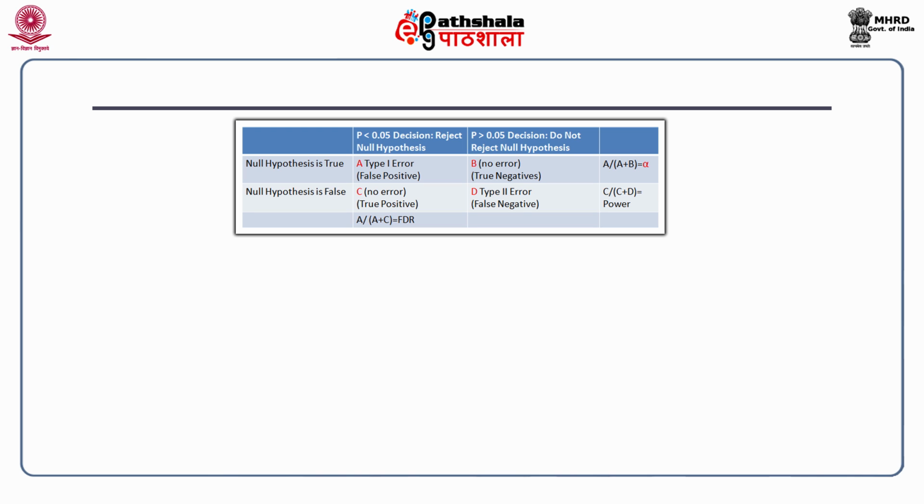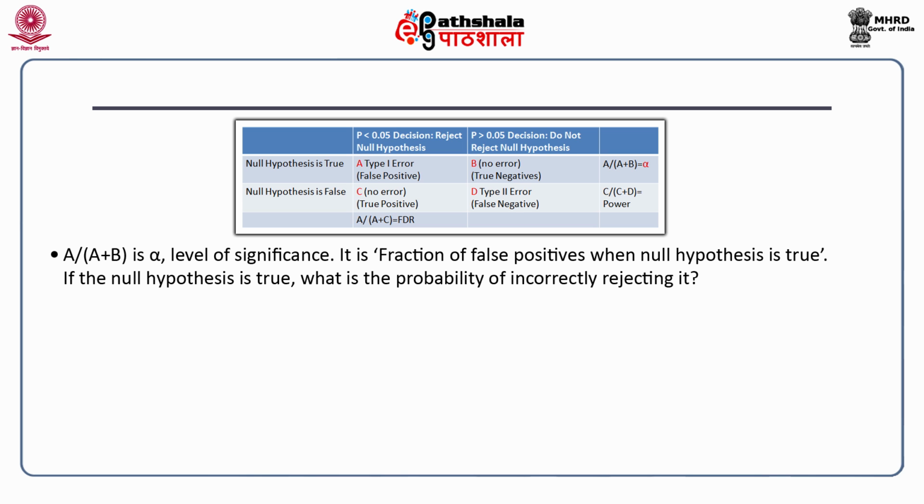Quadrant B and C are no error. These are significant results, right? Now quadrant D is type 2 error or false negative. When would that be? When the null hypothesis is false and the decision is do not reject the null hypothesis. That is also called false negative. That is quadrant D. Now A divided by A plus B is alpha or level of significance. It is the fraction of false positives when the null hypothesis is true. If the null hypothesis is true, what is the probability of incorrectly rejecting it? On the right side, you can see the first cell, A divided by A plus B. That is called the level of significance.